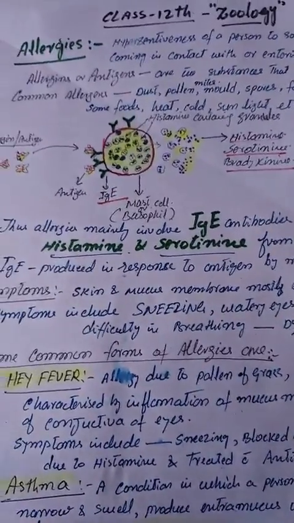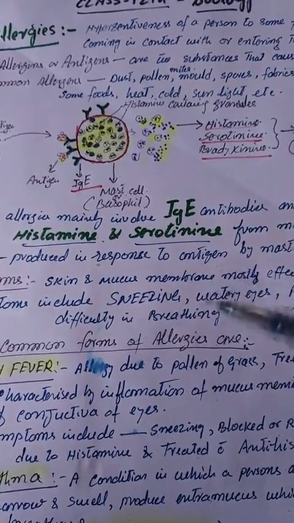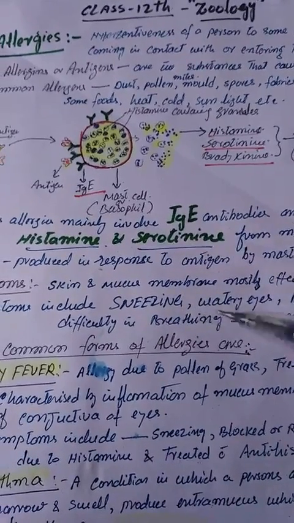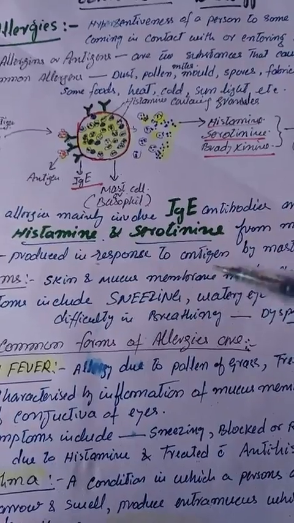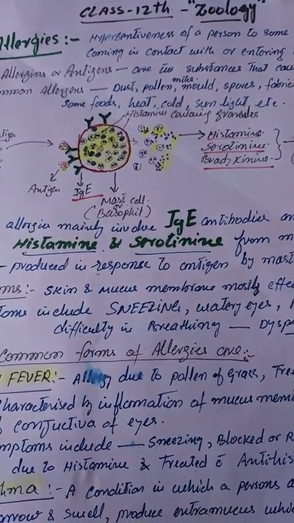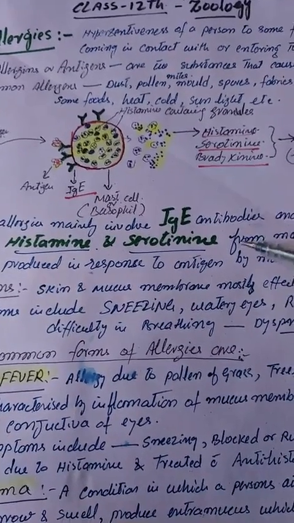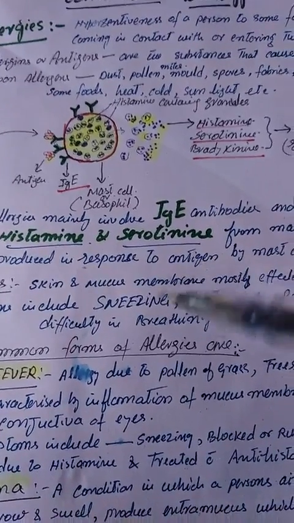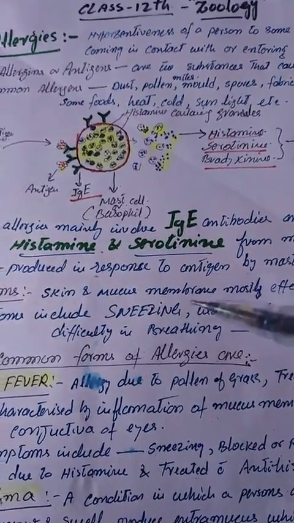Now, as we already know, these allergies involve mainly IgE antibodies and chemicals like histamine and serotonin from the mast cells. These IgE antibodies are produced in response to an antigen, and they sit on mast cells and basophils. The allergic tendency is genetically passed from parent to child and is characterized by the presence of large quantities of IgE antibodies in the blood.